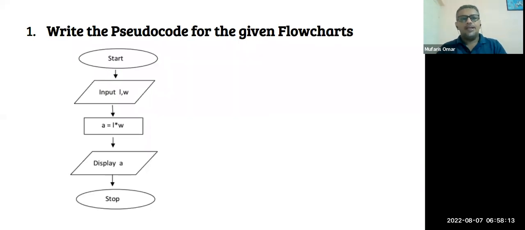Right. Now let's do this one. Draw this flow chart and write the pseudocode for this. Okay, you have to draw the flow chart. Quickly draw it.